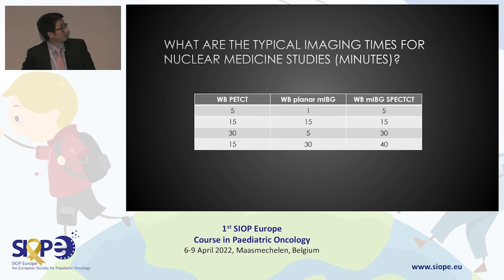Okay. So the next question is, what are the typical imaging times for nuclear medicine studies? We are talking about just the acquisition, the time that the patient needs to lie on the scanner. I've chosen these questions because I think they are important for most of you who are going to be in the roles of referring clinicians who may need to explain to the patients what to expect. So how long do you think a whole body PET CT would take compared to a planar scan and a SPECT CT scan?